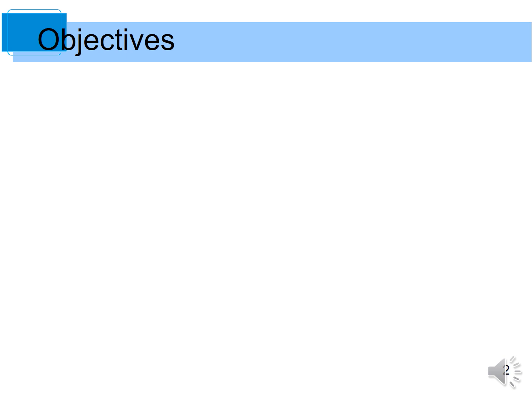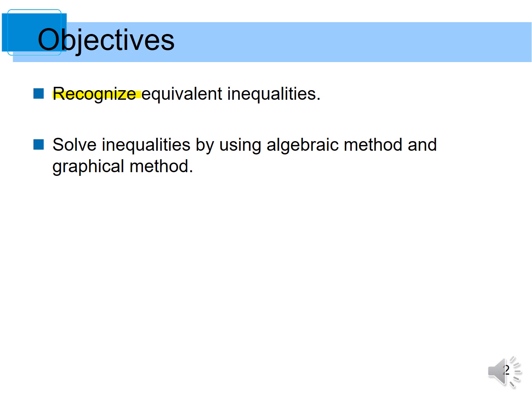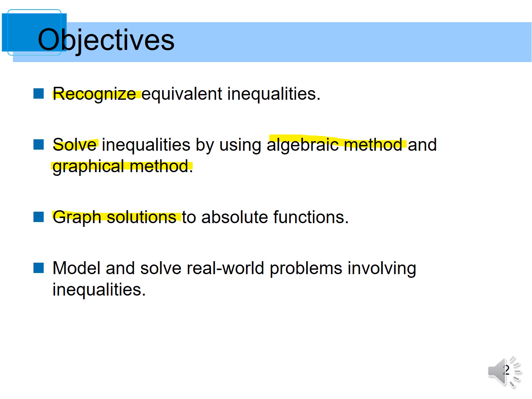We have 4 objectives in this chapter. First, recognize equivalent inequality. Second, solve inequalities by using algebraic method and graphical method. Third, graph solution to absolute function. And the last one is application.